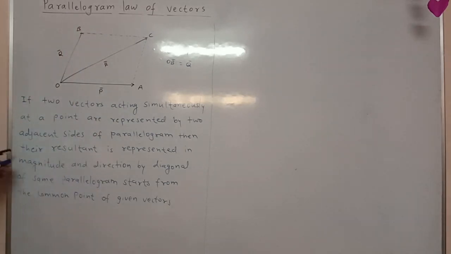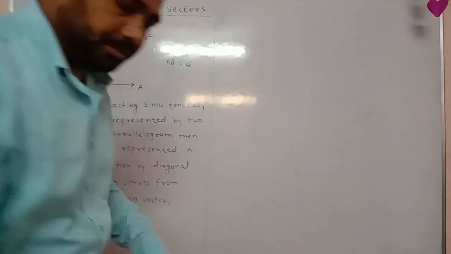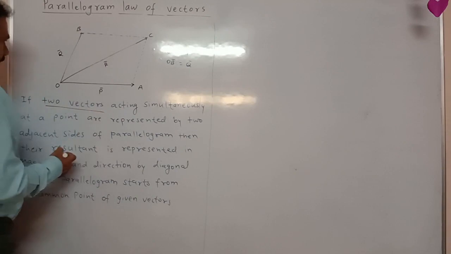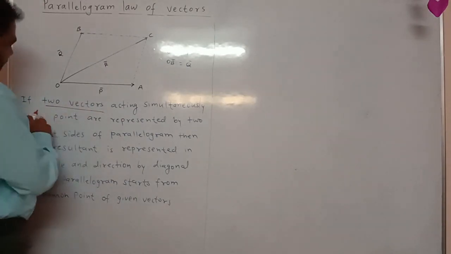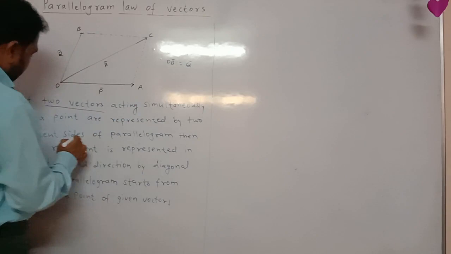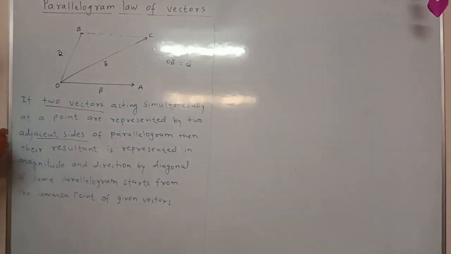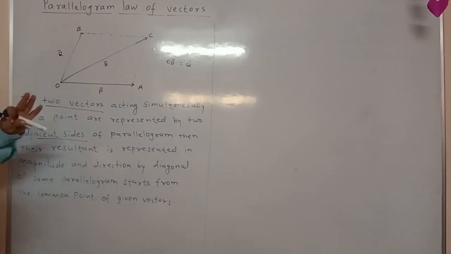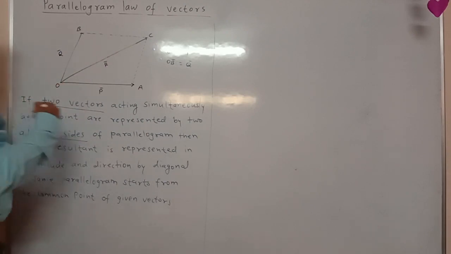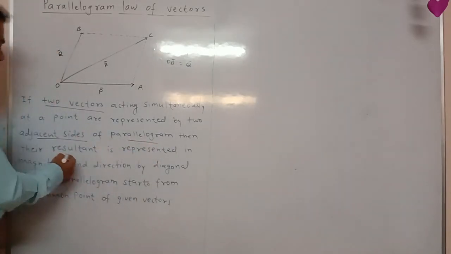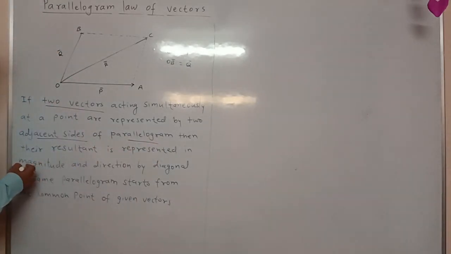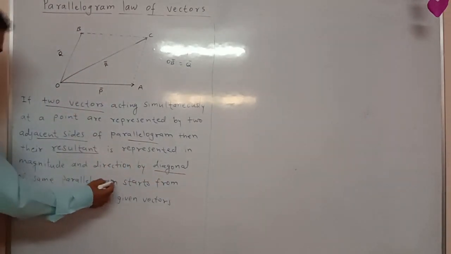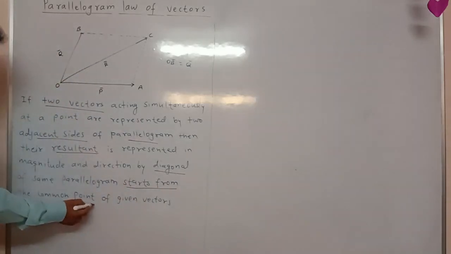See the statement. If two vectors acting simultaneously at a point are represented by two adjacent sides, means these two vectors are nothing but adjacent sides of a parallelogram, then the resultant is represented in magnitude and direction by the diagonal of the same parallelogram starting from the common point.